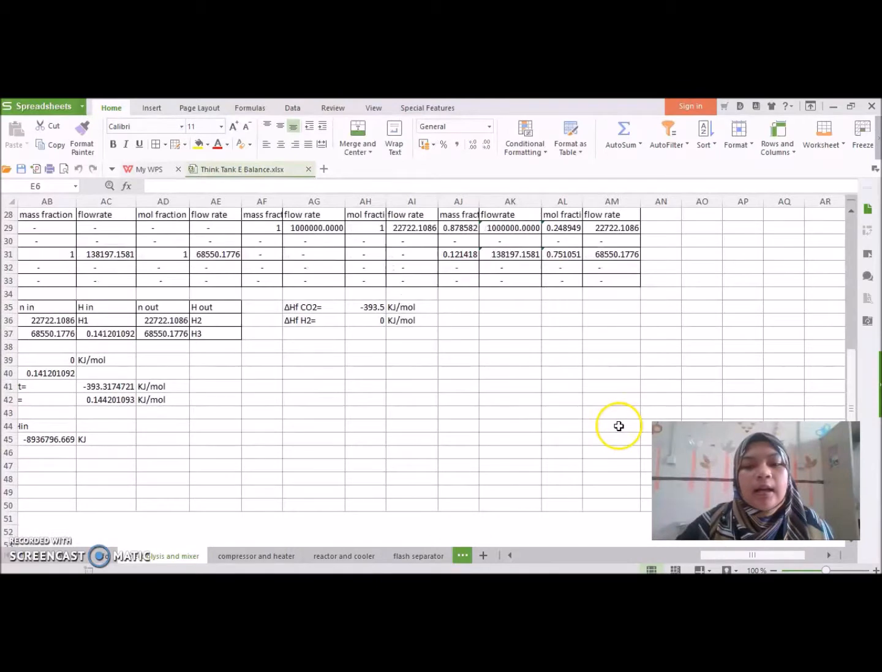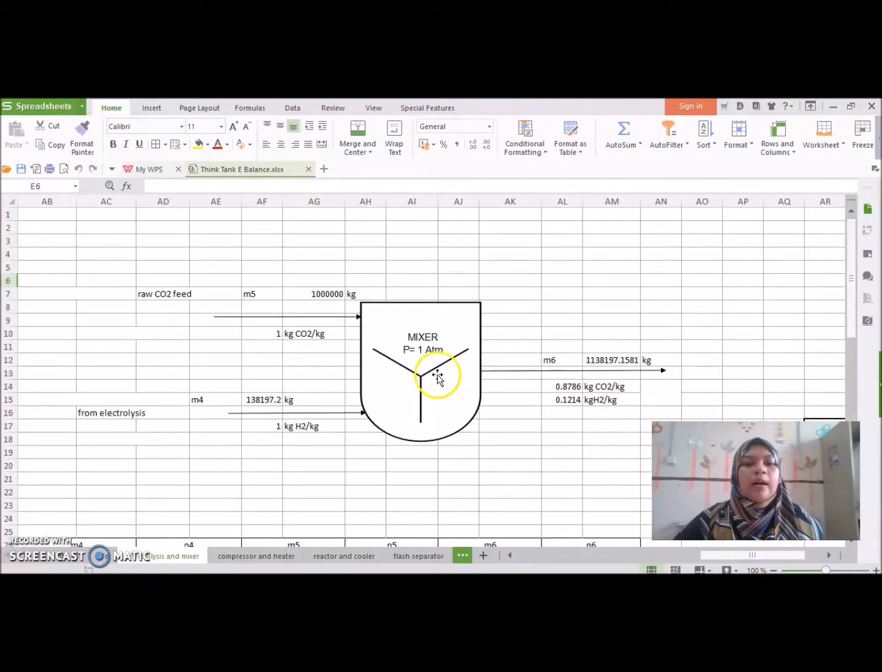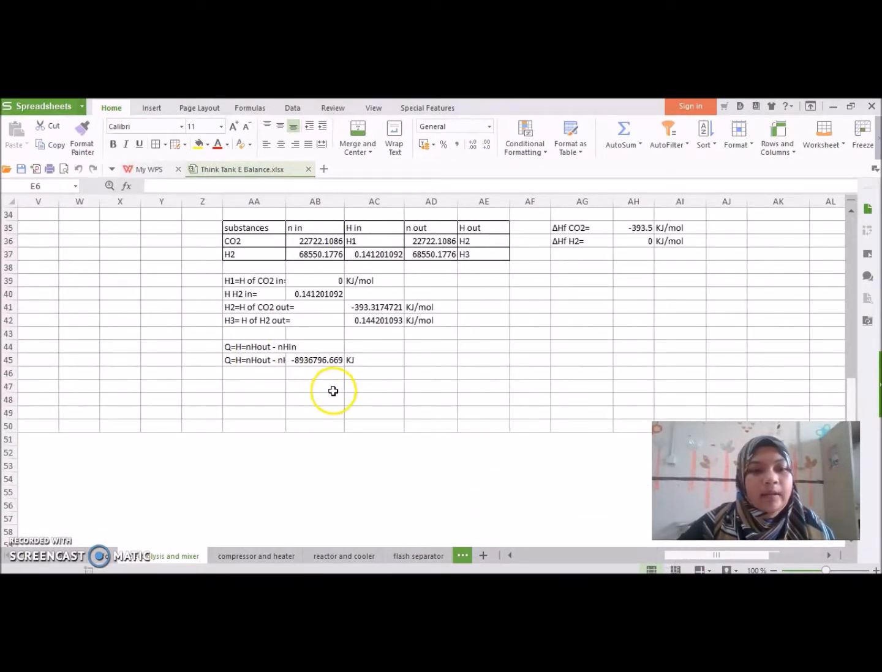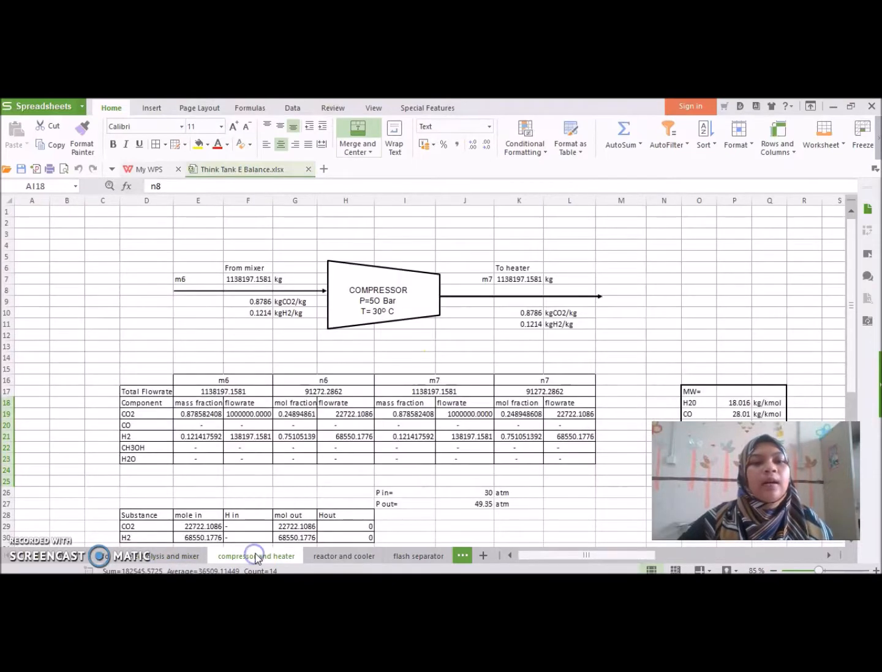In this operation, our pressure is 1 atm and the temperature out is 30 degrees Celsius. But the raw material, carbon dioxide, is at 25 degrees Celsius. So the heat transfer is about negative 8936796.669 kilojoule. We proceed to the next unit operation, which is compressor number 1.